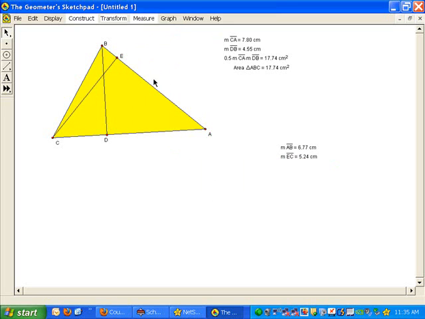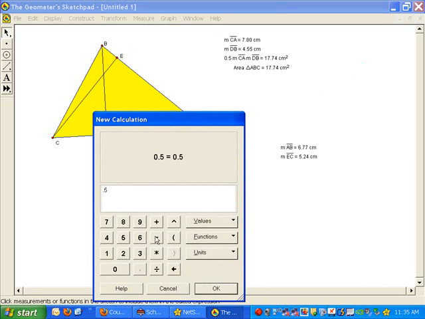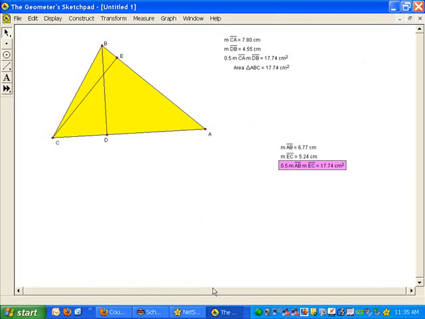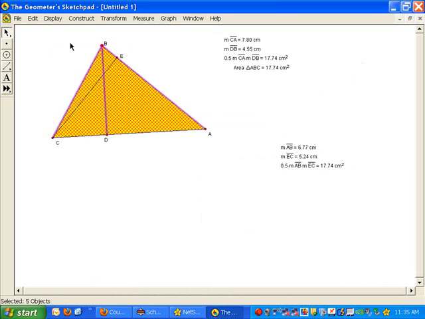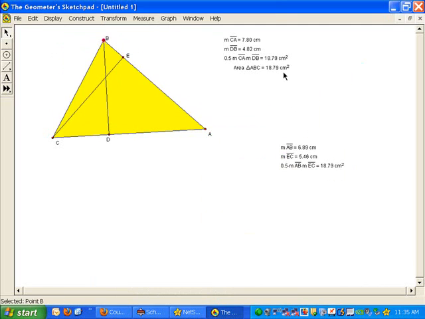What I should get is 1/2 the base of 6.77 times the height of 5.24 should also equal 17.74 for me. So let's take a look at that calculation. Is it true that 1/2 times the base times the corresponding height is equal to 17.74? Yes, and once again, wherever I happen to move these, everything stays relative and the areas will all be the same.